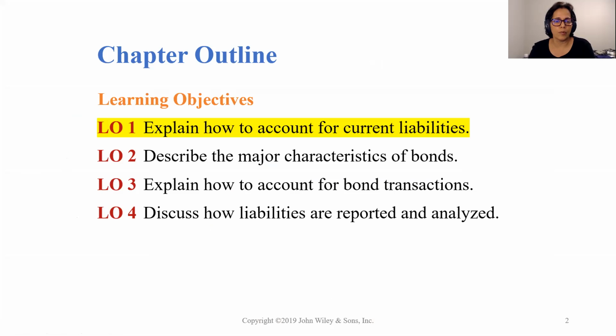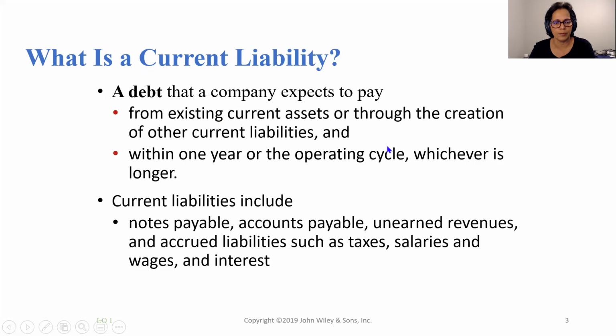In the first learning objective, which is what we're going to cover in this video, we're going to talk about current liabilities. So the focus is on the word current. Liabilities, again, are legal obligations that have to be met sometime in the future. When we say it's a current liability, we'll see what criteria need to be satisfied for a liability to be called a current liability. This is a debt that the company expects to pay from existing current assets or the creation of new current liabilities. And this payment is going to be made within 1 year or the operating cycle, whichever is longer. So both conditions should be satisfied for it to be a current liability.